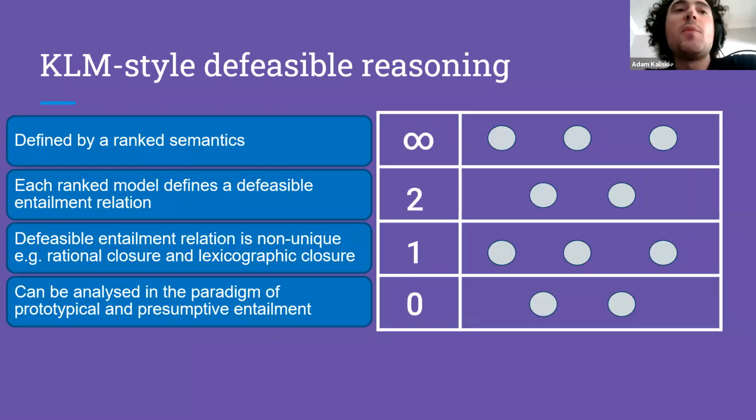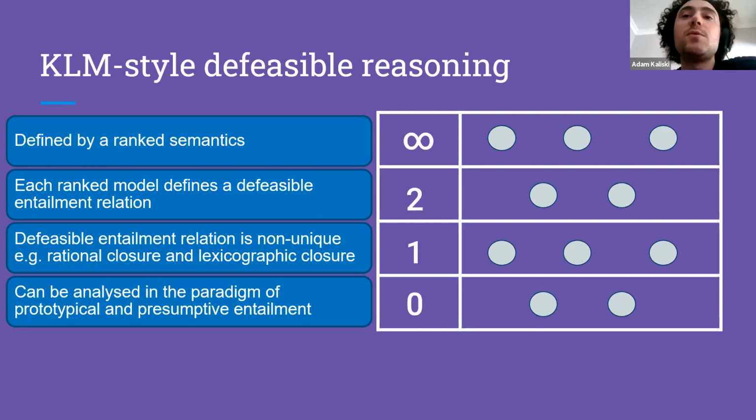The KLM framework, defined by Kraus, Lehmann, and Magidor, tries to approach this problem of getting some level of defeasible reasoning by defining ranked semantics. Rather than considering all possible worlds equally, using a ranked semantics we rank these possible worlds, where the lower the ranking, the more typical the situation or scenario it represents. So rank 0 will be the worlds where birds fly and penguins do not exist. Each level up is a more atypical scenario or situation, and those possible worlds at rank infinity are simply those that are impossible.